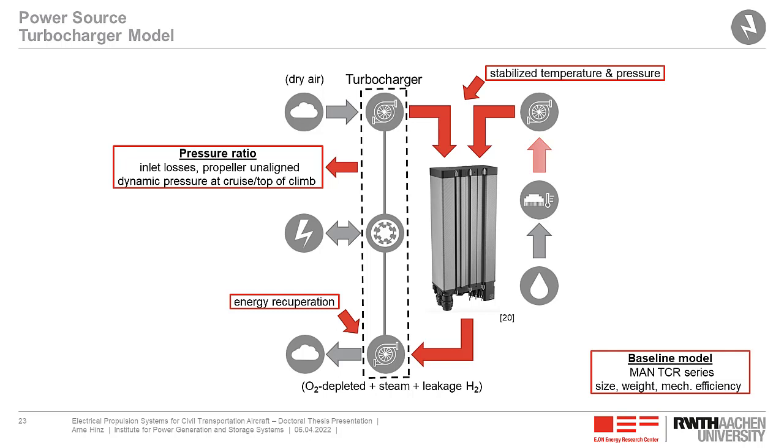The propeller is not necessarily aligned with the turbocharger, as we are anyway connected by piping to the fuel cell. We will calculate the power demand, assuming an isentropic operation, and the power is regenerated or supplied by an electrical drivetrain. The baseline model is a MAN TCR series ship engine turbocharger in terms of size, weight, and mechanical efficiency.